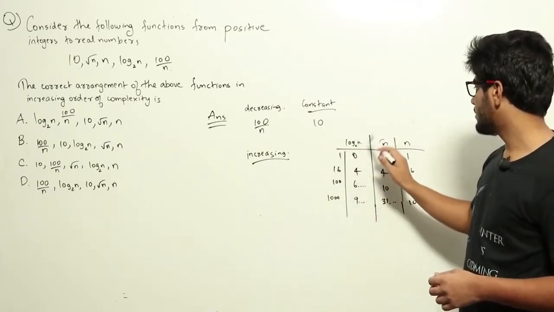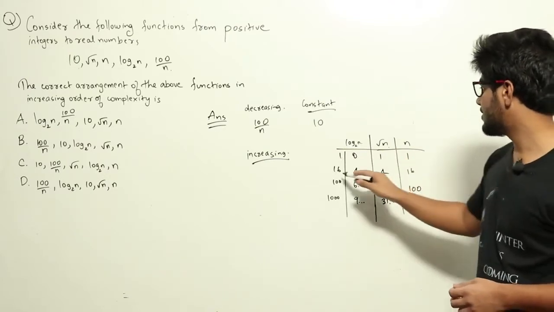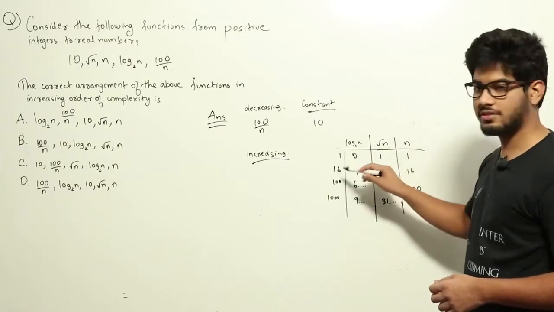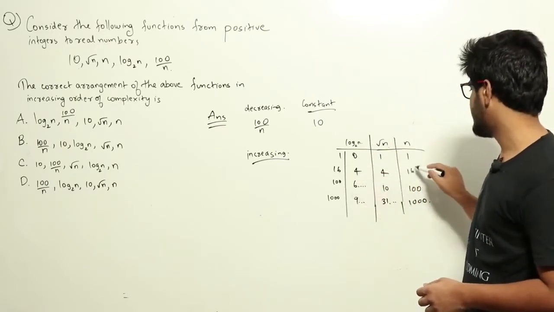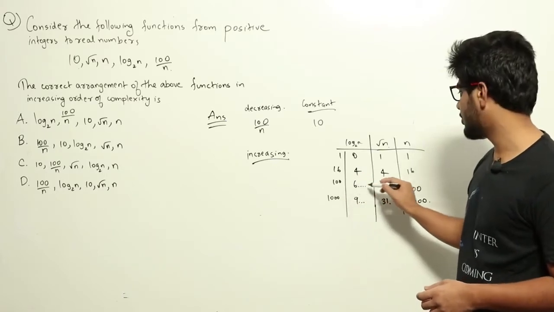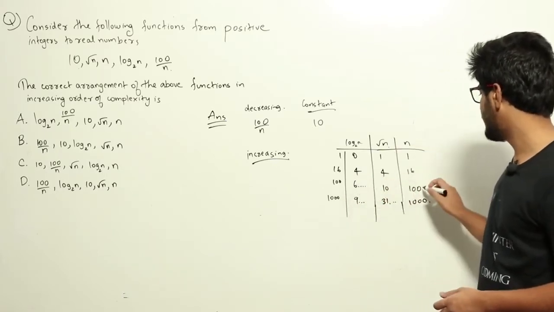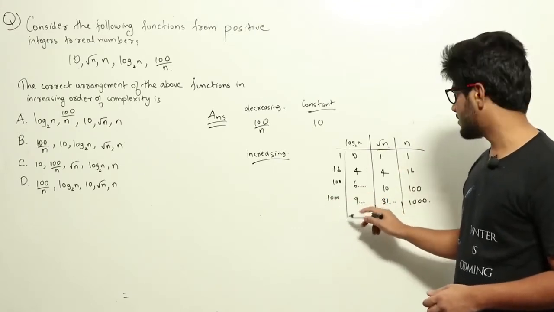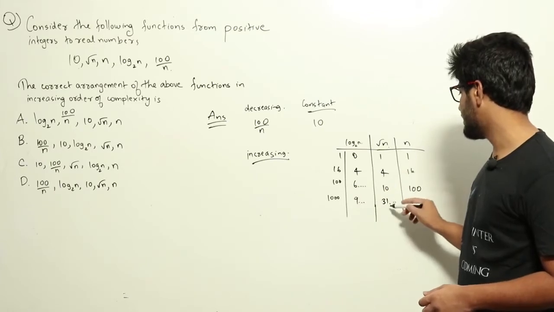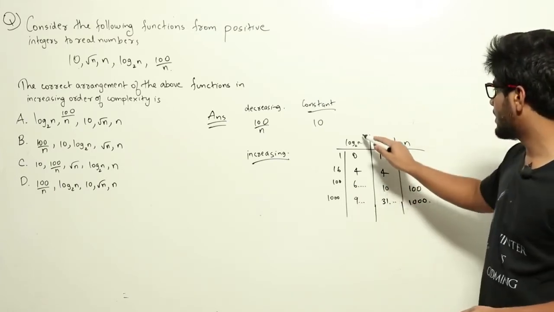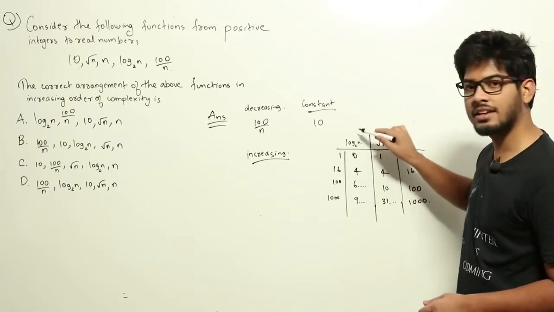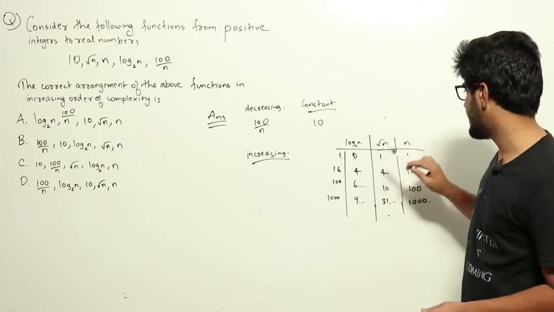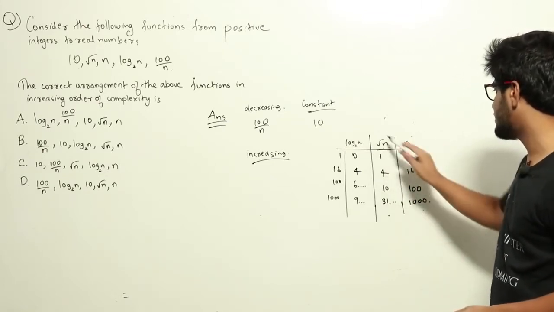If you take 1, the log is 0, root n is 1, n is 1. If you take 16, log to the base 2 of n is 4, since 2 power 4 is 16, root n is 4, n is again 16. If you take 100, the log value will be 6 point something, root n will be 10, n will be 100. And if you take 1000, the log to the base 2 of 1000 is 9 point something, root n is 31 point something, and n is 1000. So clearly log n is increasing at a smaller rate compared to root n. So the complexity of root n is greater, and n is increasing at a faster rate than these two.